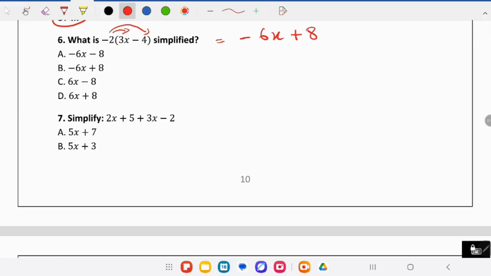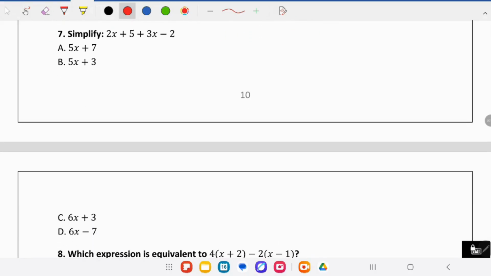So I have to look for this option, -6x plus 8, -6x plus 8, option B. It's not option A. In option A, 8 is having negative sign. I have positive sign here. So I have to be very careful when choosing my answers.